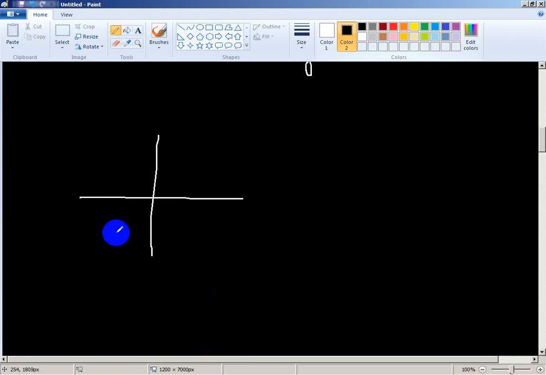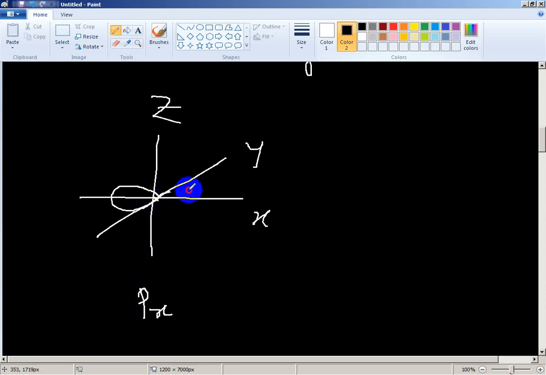Px. Here x axis, y, z. What is the shape of the p orbital? I have already told you. I am now drawing the px orbital. Dumbbell shape. This is the dumbbell shape p orbital, along the axis. Look, this px orbital is along the x axis.